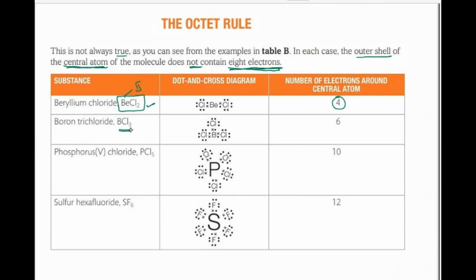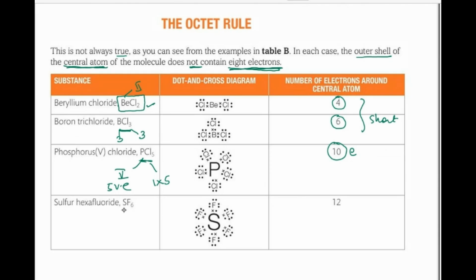Then we have BCl3, boron trichloride. Boron belongs to group 3. It has 3 electrons of its own and 3 electrons coming from 3 chlorines. So it has altogether 6 electrons. Then we have phosphorus pentachloride. Phosphorus comes from group 5. It has 5 valence electrons. Here, 1 electron per chlorine is coming, so it is exceeding the octet and has 10 electrons. So the first ones are short and this is exceeding.